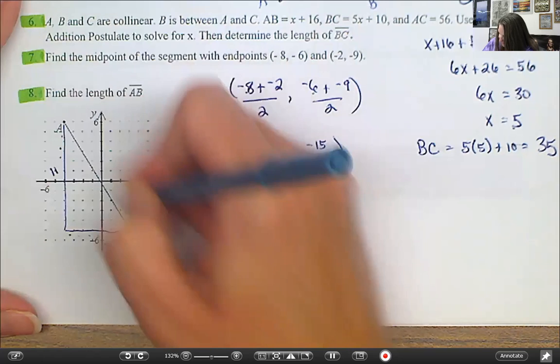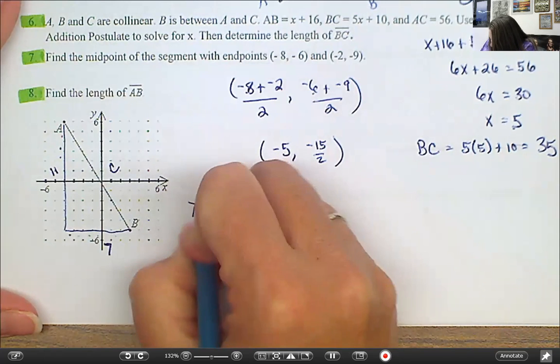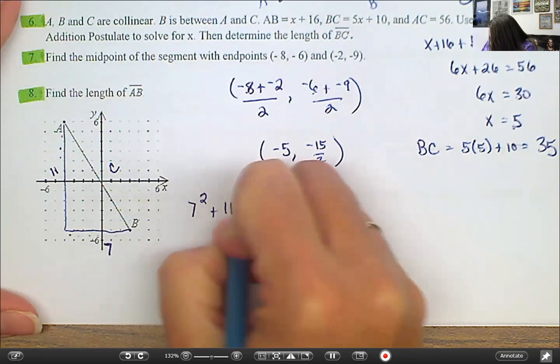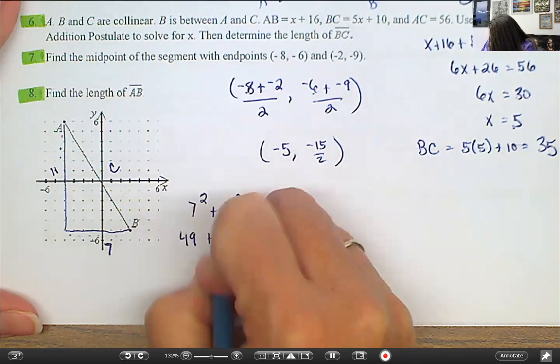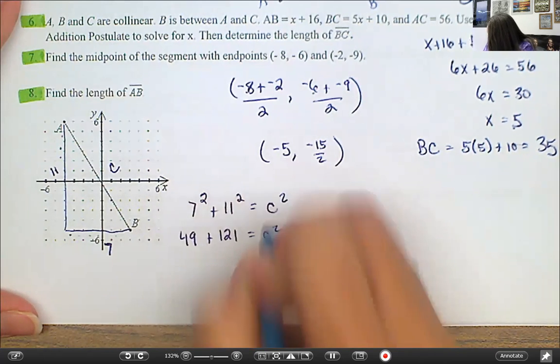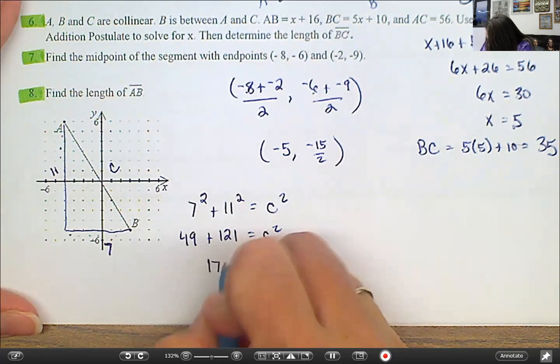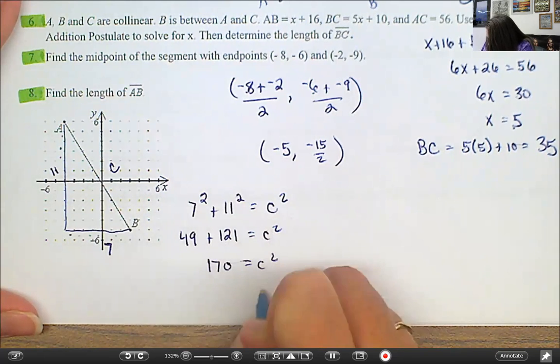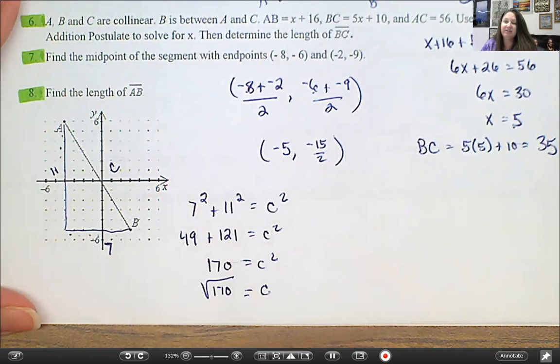The length of that segment is the hypotenuse, or C, if I were to plug into the Pythagorean theorem. So we've got 7 squared plus 11 squared equal to C squared. So 49 plus 121 gives me a value of 170. So solving that, C would be the square root of 170.